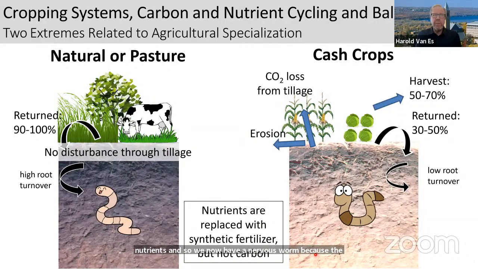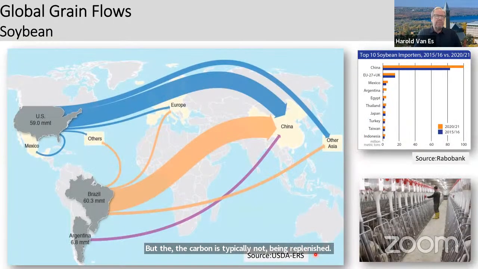Now, a lot of times we replace the nutrients with synthetic fertilizers. So that solves that problem, at least in the short term. But the carbon is typically not being replenished. And so that's why we often see this soil health degradation.